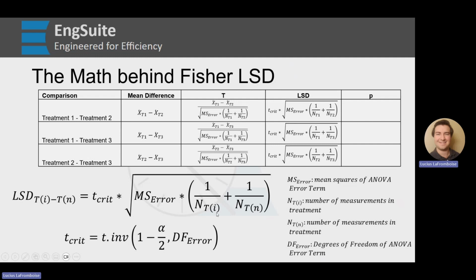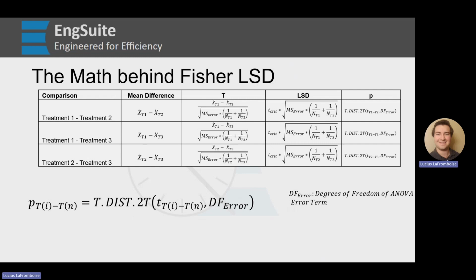So these are, again, the number of measurements in those treatment groups. Our t critical is pretty easy. This is where we actually assign our alpha critical value here. And so T.INV of 1 minus alpha over 2, DF error. So make sure this alpha is the same as your p-value. We're just going to use 0.05 for this. And then our degrees of freedom error from that one-way ANOVA.